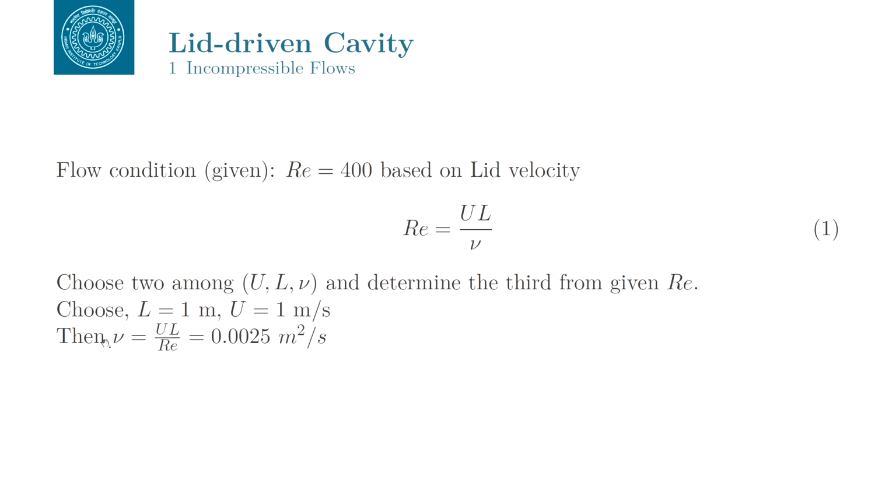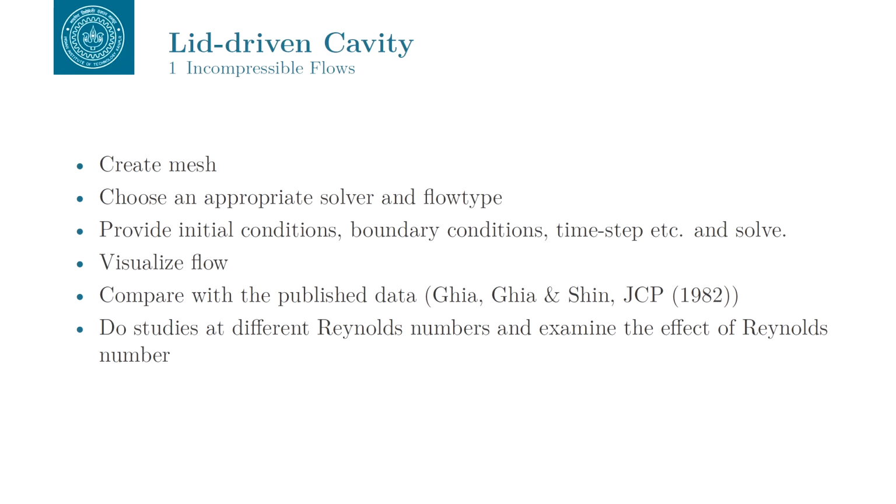Because nu is U L by Re. So, if you have U as 1 and L as 1, then it becomes 1 by 400, that is 0.0025 meter square per second. If you take U equal to 10, then it will become 0.025. You can take any value you want, but you have to make sure the Reynolds number is 400. And then what are the steps that you need to do?